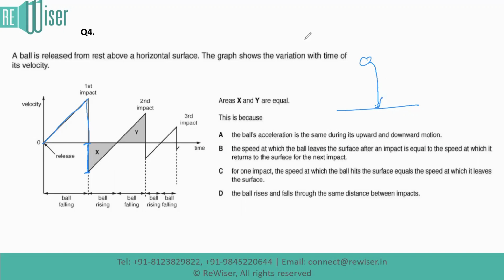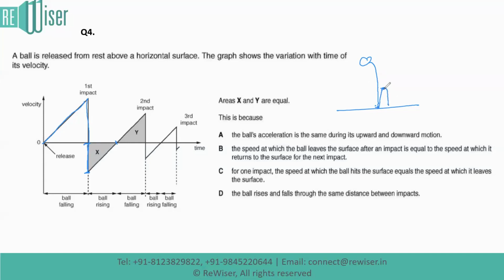Okay, let me draw it correctly. So it falls to the ground, and just before touching the ground, it has the highest velocity. When it touches the ground, it comes to zero, and then the direction of the velocity changes to opposite, and it will move up again. And after this point, again the ball has zero velocity, and after this point, it will come back down.